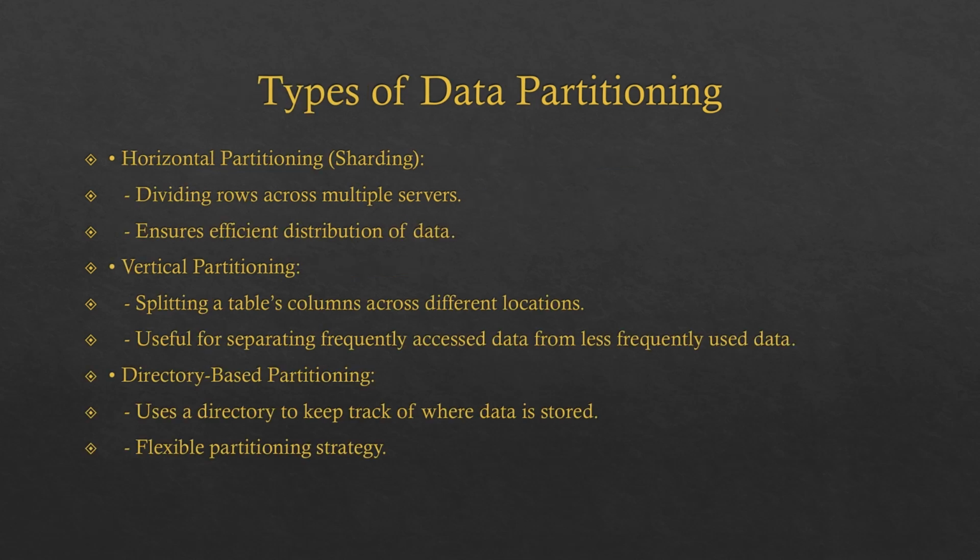Let's dive deeper into the types of data partitioning. Horizontal partitioning or sharding involves dividing rows across multiple servers, ensuring efficient data distribution. Vertical partitioning, on the other hand, involves splitting a table's columns, which helps separate frequently accessed data from less used data. Finally, directory-based partitioning uses a directory to track data locations, offering scalability in how data is distributed across servers.